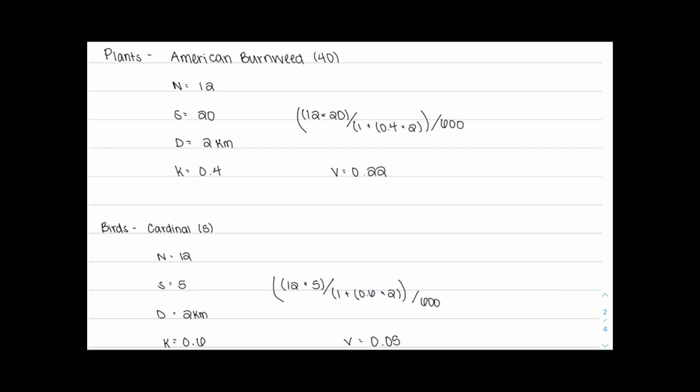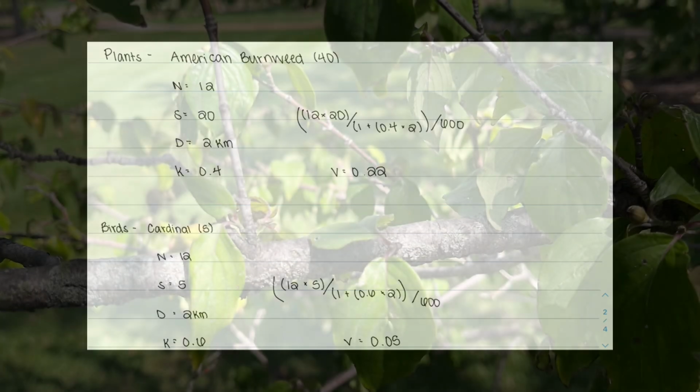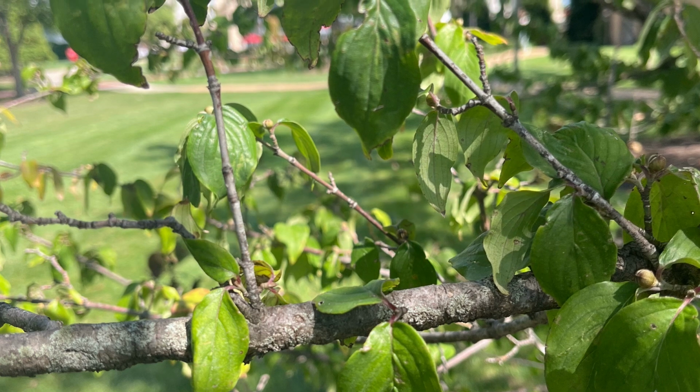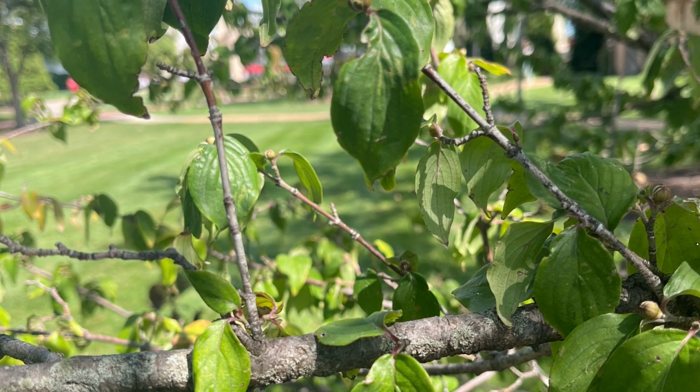The difference between these values is likely a result of the variance in population sizes between the two species. Birds had far fewer individuals than American burnweed, so the metapopulation viability analysis for cardinals shows a lower value. For our recovery plan, we chose the red-bellied woodpecker as our bird and the dogwood tree.